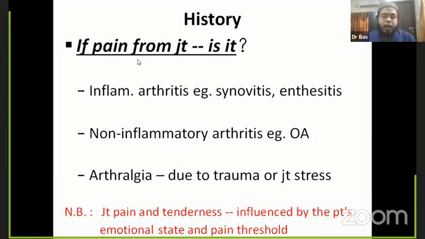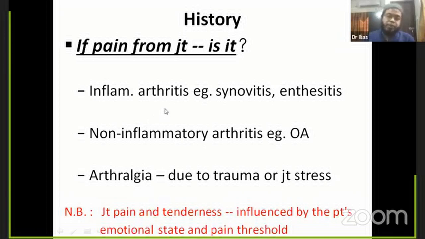And if the pain is from the joint, we must know whether the pain is associated with inflammatory pain, or whether the patient is having mechanical pain, or the patient is having arthralgia, and that will be associated with trauma or joint stress. From your background knowledge of inflammatory pain, you know the inflammatory pain will have night pain, or in the early morning the patient will feel more pain, and during the activities or during mechanical movement the patient will feel better from the inflammatory pain.